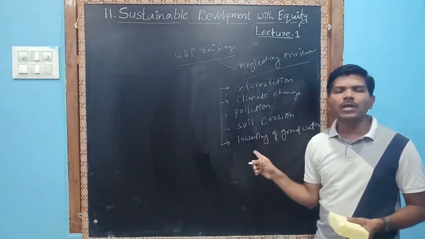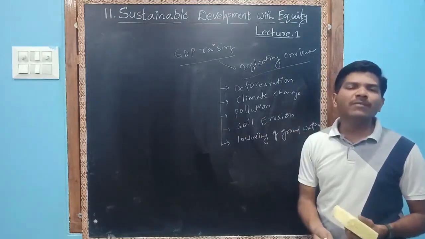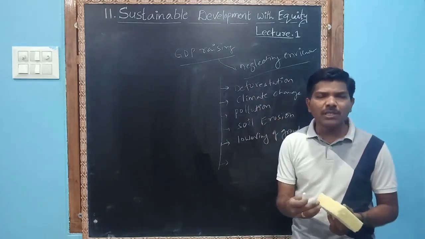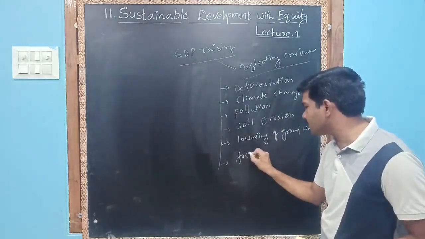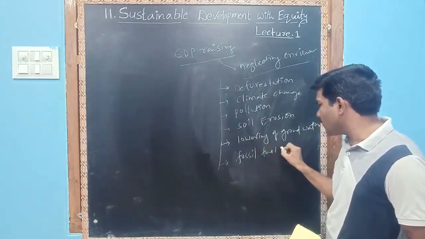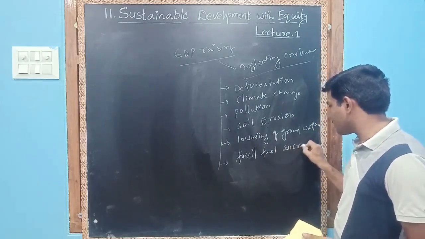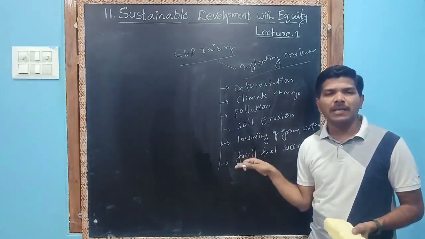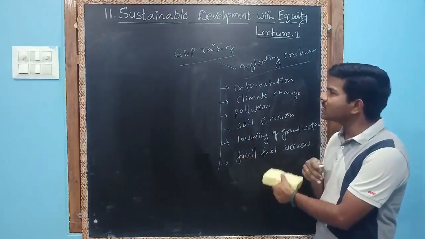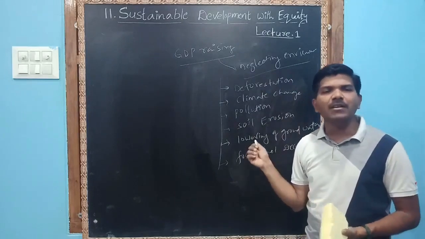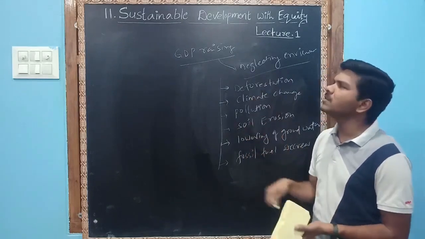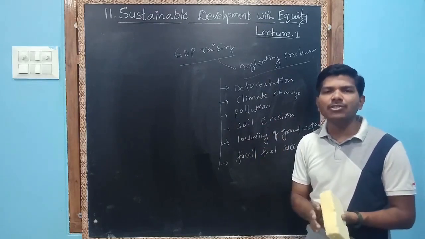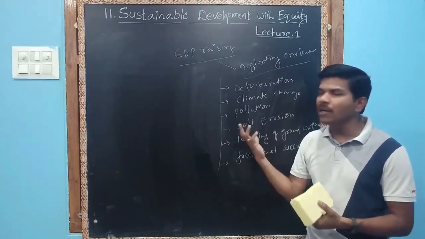Yeah, lowering of groundwater and effluents from the factories. 1, 2, 3, 4, 5. There are so many. Effluents from the factories. Fossil fuels will be decreased. Fossil fuels decreases. Fossil fuels means petroleum, natural gas. Petroleum, natural gas will decrease due to neglecting of the environment. These are the problems we may face, now also we are facing. But in upcoming days, it may lead to more problems we may face.